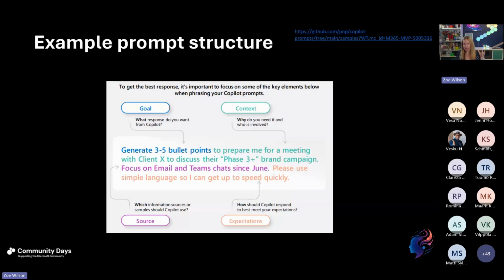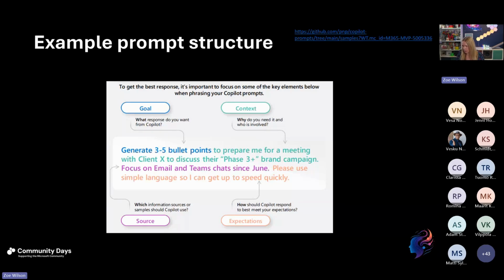From a source perspective, we're telling it to focus on email and Teams chats since June. So we're being specific in terms of the target content we want it to look at. And then in terms of expectations, we're asking it to use simple language so that I can get up to speed quickly. This is a really good format for a prompt, and we're going to go to a live demo now.